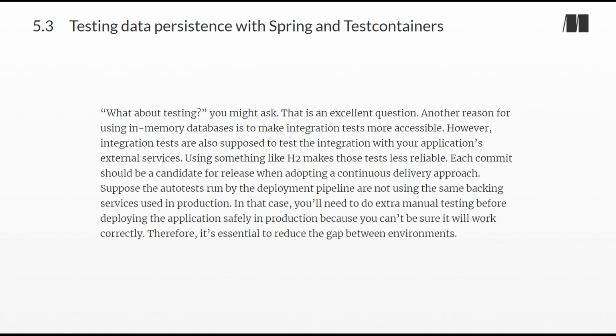Each commit should be a candidate for release when adopting a continuous delivery approach. Suppose the auto tests run by the deployment pipeline are not using the same backing services used in production. In that case, you'll need to do extra manual testing before deploying the application safely in production because you can't be sure it will work correctly. Therefore, it's essential to reduce the gap between environments.